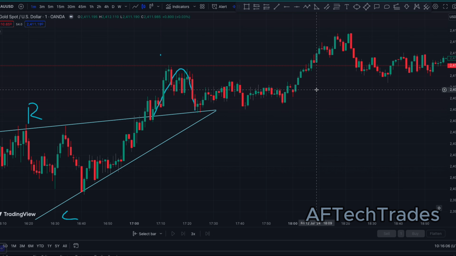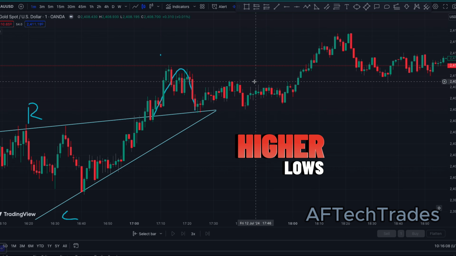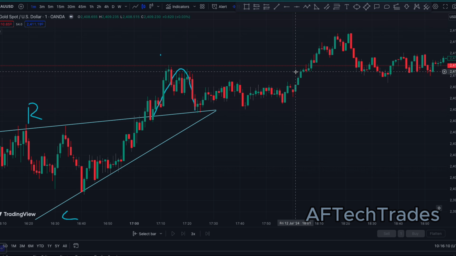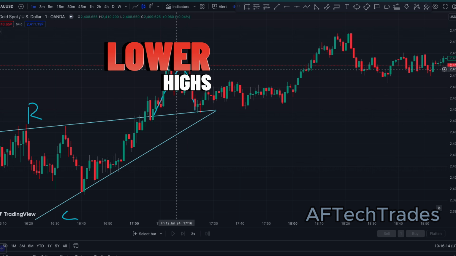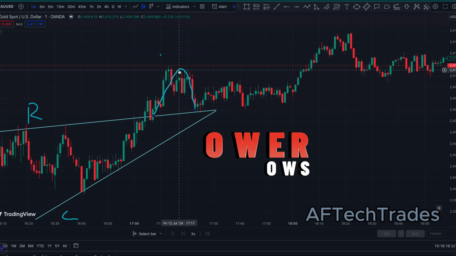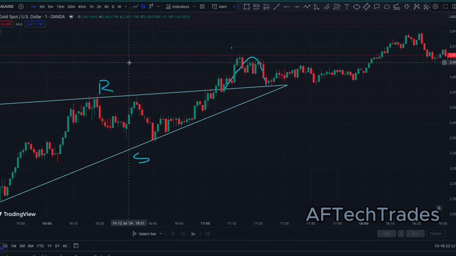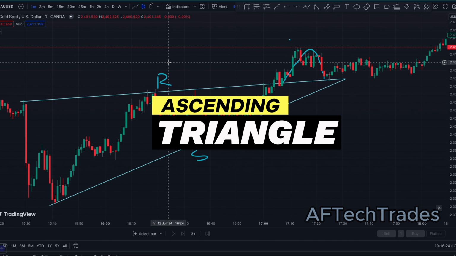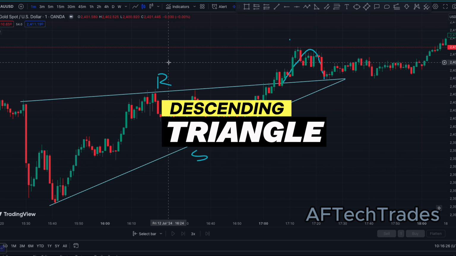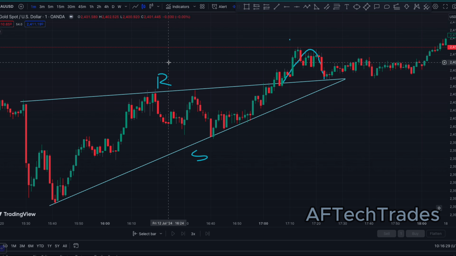And higher lows. You will notice that it will start forming higher highs and higher lows. Similarly, in a downtrend, it will be forming lower highs and lower lows after the breakout. You get? So whether it is an ascending triangle, a descending triangle, or a symmetrical triangle, you apply the same strategy to this.